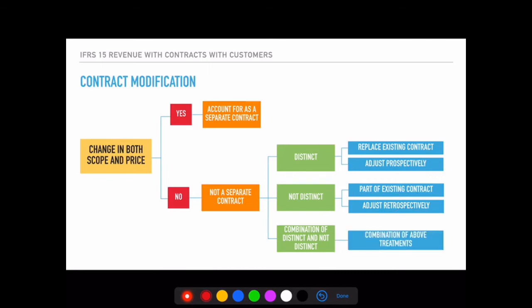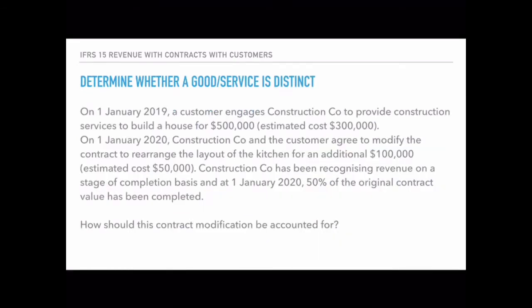Lastly, if there are a few changes in the contract, and some are distinct and some aren't, simply apply the distinct method for goods and services that are distinct, and the not distinct method for those that are not. So now let's run through an example together.